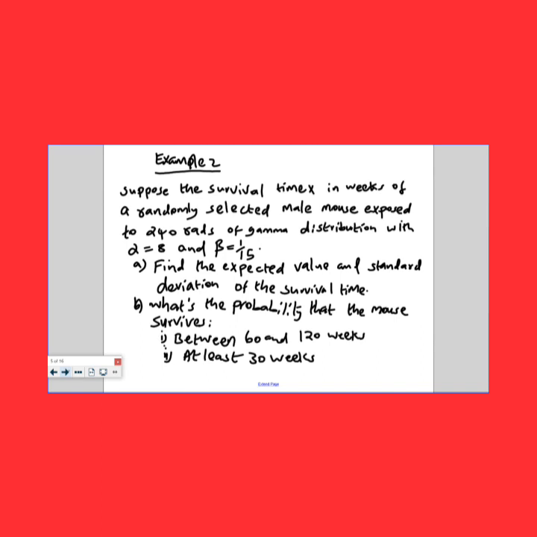So let us take the other example, example 2, the last one, for you to be able to fully understand what we mean when we talk about gamma distribution. Example 2: suppose the survival time x in weeks of a randomly selected male mouse exposed to 240 rads has a gamma distribution with alpha equal to 8 and beta equal to 1 out of 15. Part A: find the expected value and the standard deviation of the survival time. Part B: what is the probability that the mouse survives (1) between 60 and 120 weeks, and (2) at least 30 weeks.